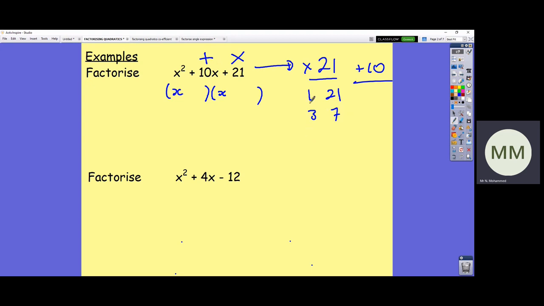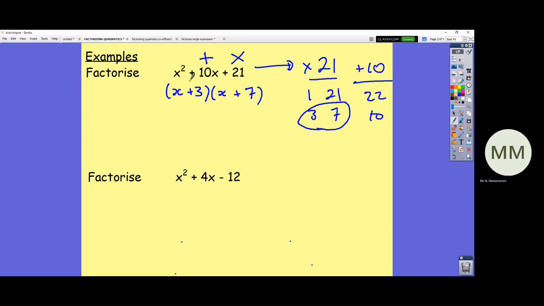I could write them, but I'm not going to write them. Why? Because none of them are going to add to give me 10, because they're negatives. This gives me 22. This gives me 10. I circle them. Therefore, my two numbers in my brackets are x plus 3 and x plus 7. There is my question factorized.